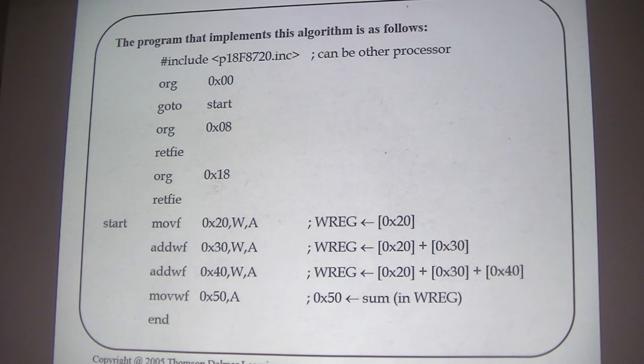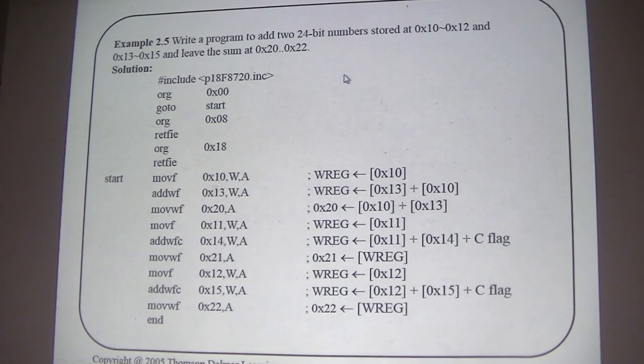Anything you don't understand? It's quite simple. Now, we have a program to add two 24-bit numbers stored at hex 10 to hex 12, and hex 13 to hex 15, and leave the sum at hex 20 to hex 22. So maybe I have to draw it. Just forgot to bring my marker.